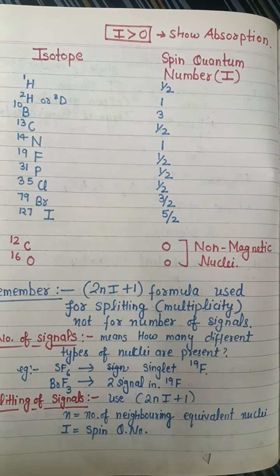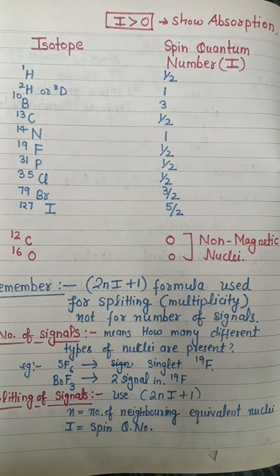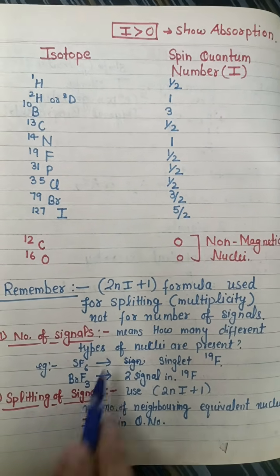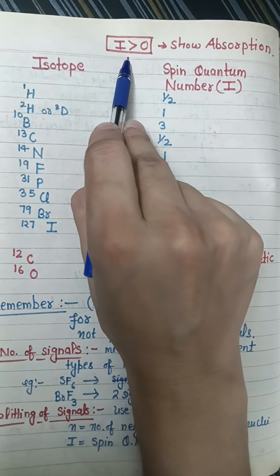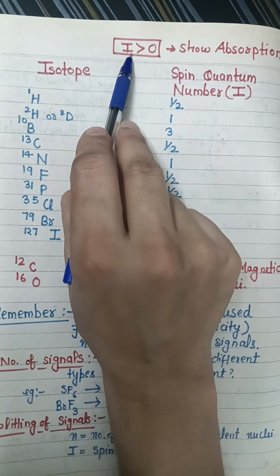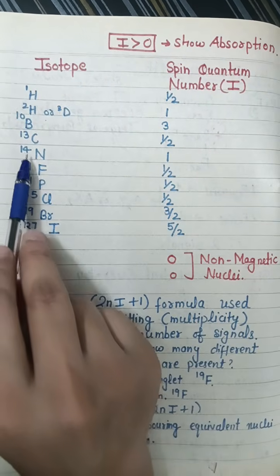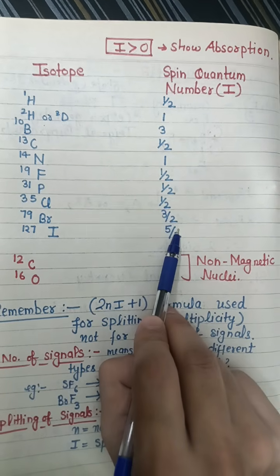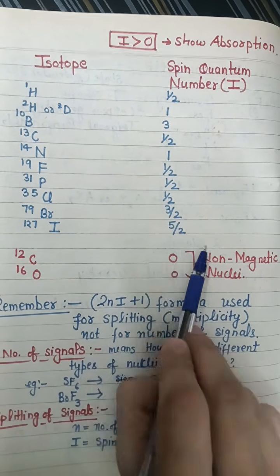Hello everyone, this is the second short video on NMR, and today we discuss the splitting of signals. Let's start with NMR nuclei that show absorption, whose I value is greater than 0. Here I take isotopes and their spin quantum numbers. You can remember these values, and that is very helpful in splitting.